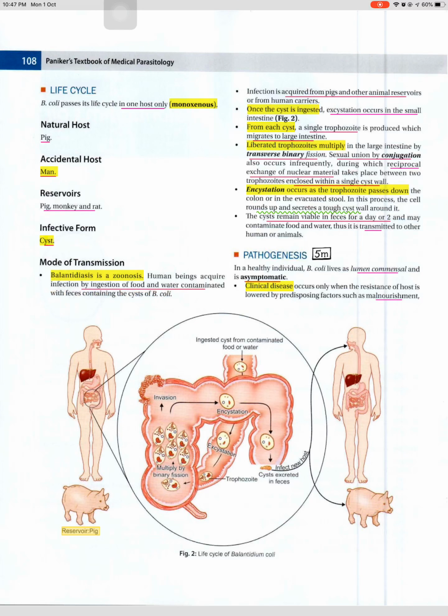Once the cyst is ingested, excystation occurs in the small intestine. Figure 2. From each cyst, a single trophozoite is produced, which migrates to the large intestine. Liberated trophozoites multiply in the large intestine by transverse binary fission. Sexual union by conjugation also occurs infrequently, during which reciprocal exchange of nuclear material takes place between two trophozoites enclosed within a single cyst wall.